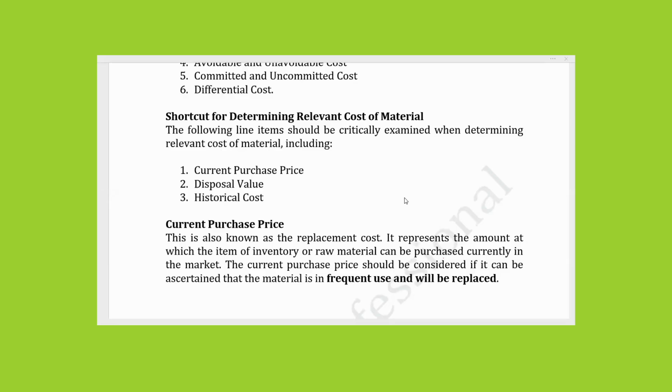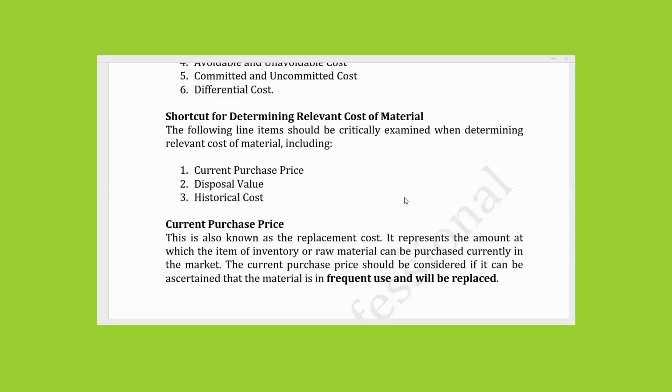So, at times, the examiner may give you a historical cost in the question. They will tell you that material XYZ, or this project, will require material XYZ. This material was purchased at 1 million naira 3 years ago. It can be purchased currently in the market at so much. Because you are told that the material was purchased 3 years ago, it means that 1 million naira is a historical cost. It's a past cost.